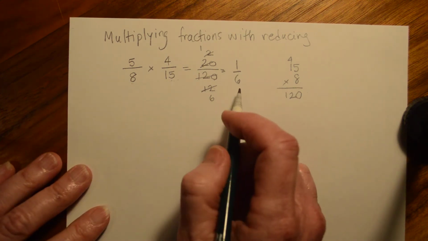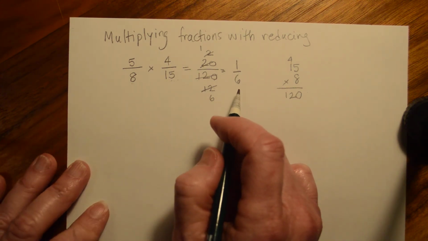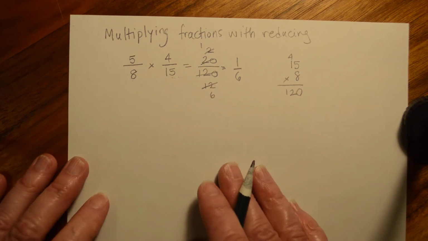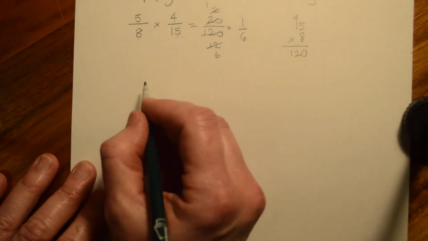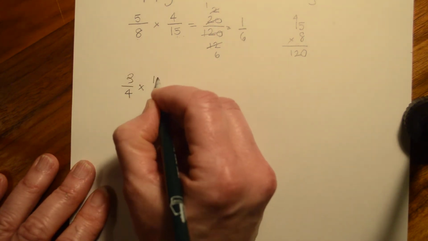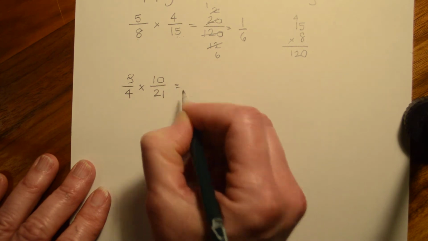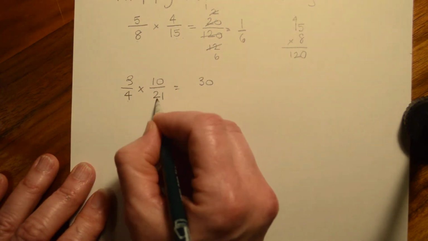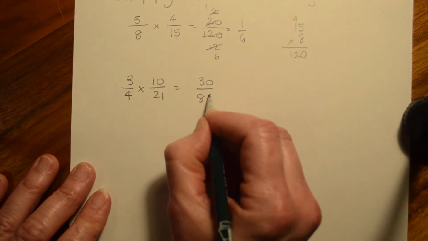Which is totally fine, but sometimes we're going to end up with numbers that are a lot messier, and it's going to be more difficult to reduce. Let's say we had something like 3/4 times 10/21. 3 times 10 is 30. 4 times 21 is 84.